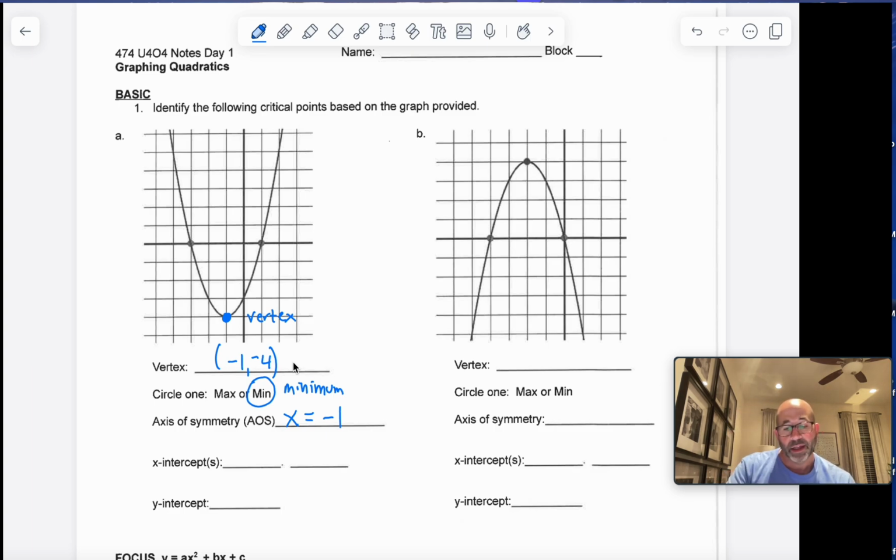Okay. The next definition we're going to look at is what's called the X-Intercepts. These are the points on the x-axis.